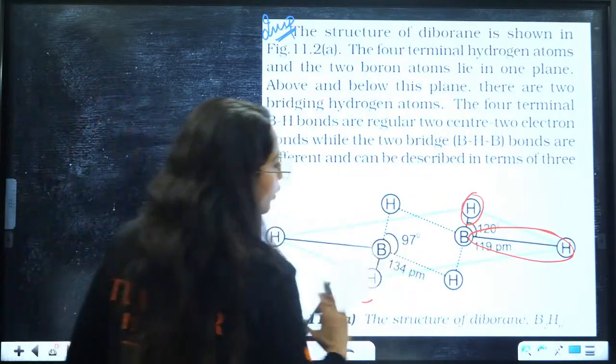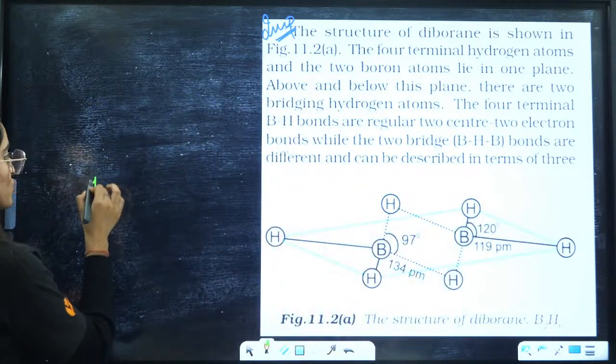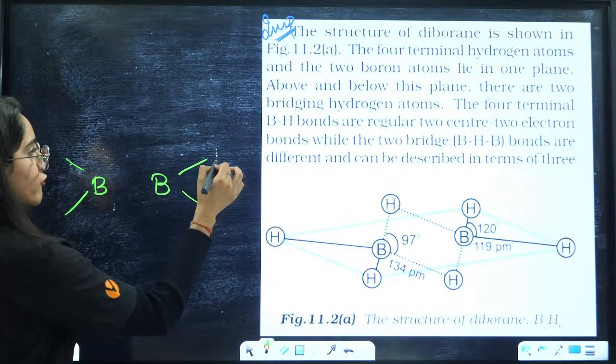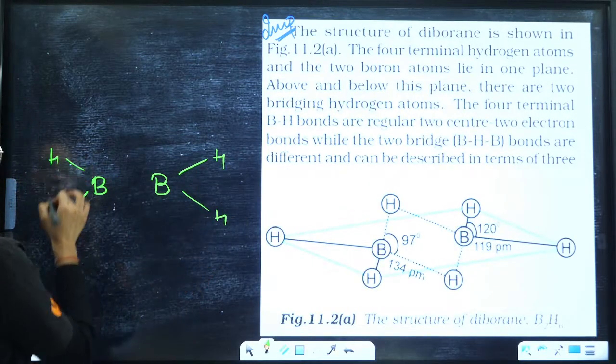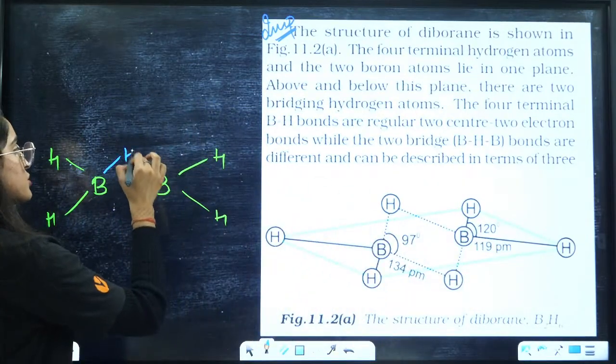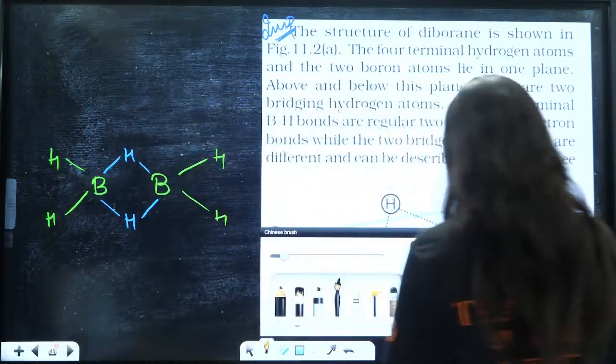So basically, if you want to draw the structure in an easy way, it's like this. This is boron, this is boron, and this is 1, 2, 3, 4: 4 hydrogens that are on the terminal positions and 2 hydrogens that are on the bridging positions. These are the bridging hydrogens.